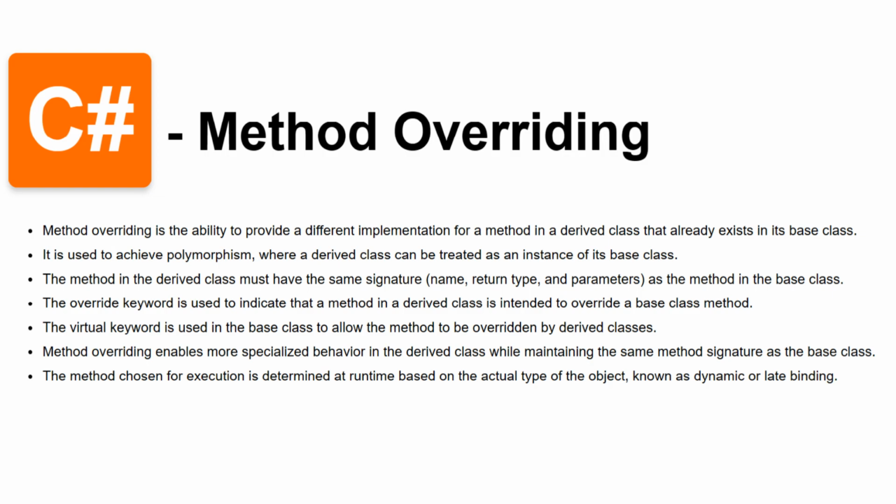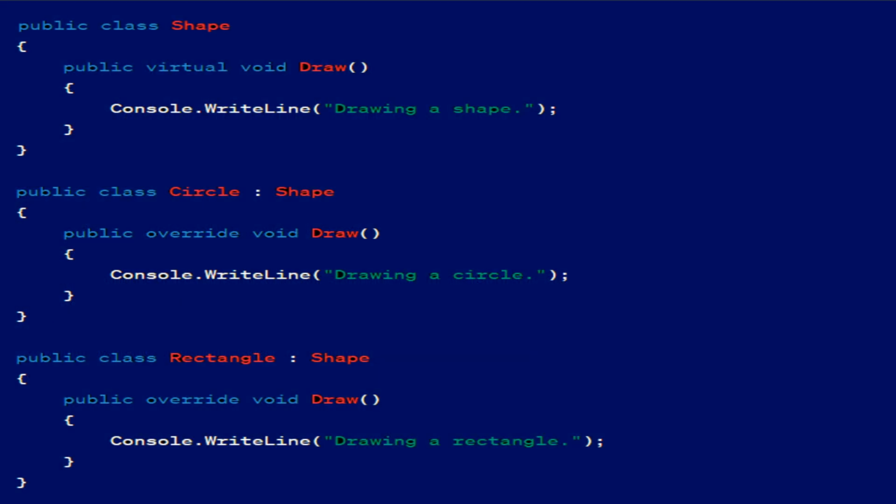The override keyword is used to indicate that a method in the subclass is intended to override a method in the base class. And now let's take a look at some code which explains the method overriding in C#. In the example, the shape class defines a method which is called draw, that simply outputs a message saying drawing a shape. The circle and rectangular classes are subclasses of shape, and they both override the draw method.